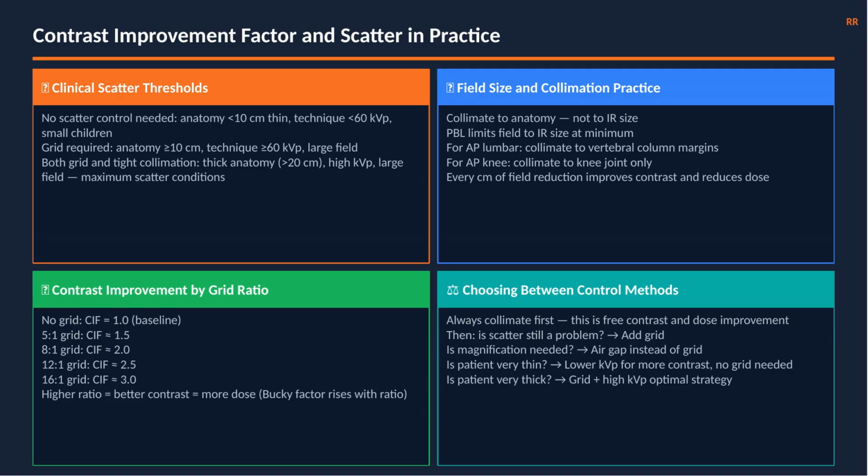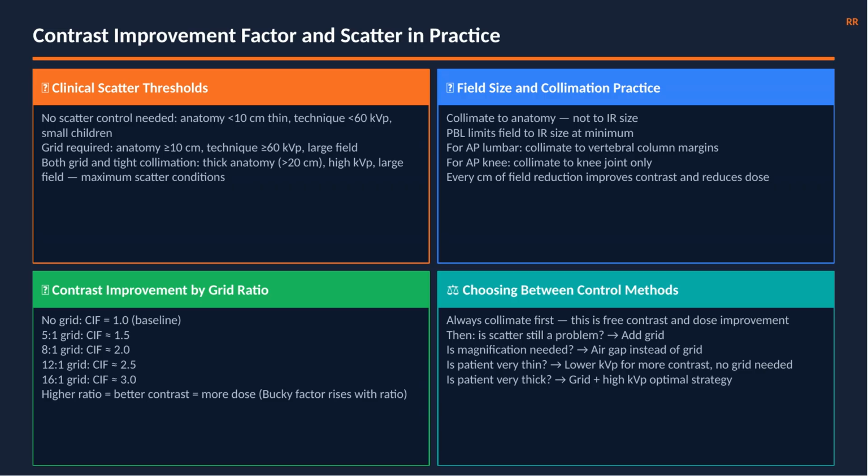Second, collimation to anatomy, not to the image receptor. PBL limits the field to the receptor size. That is the minimum. For an AP lumbar spine, collimate to the vertebral column margins. For a knee, collimate to the joint. Every centimeter of field reduction improves contrast and reduces dose.